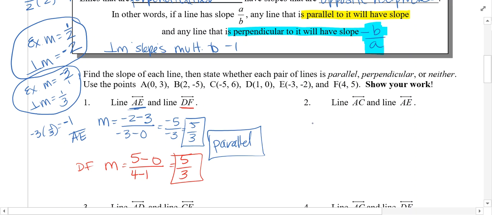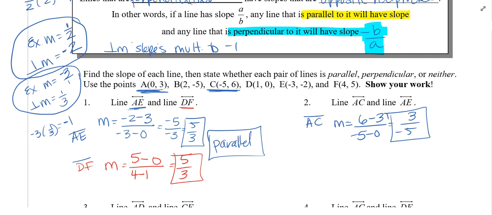Okay, so AC, we're going to look at A and we're going to look at C. So this slope is going to be, again, we're going to use y, so 6 minus 3 over -5 minus 0. So 6 minus 3, I get 3. I still have a -5, so I've got -3 over 5.